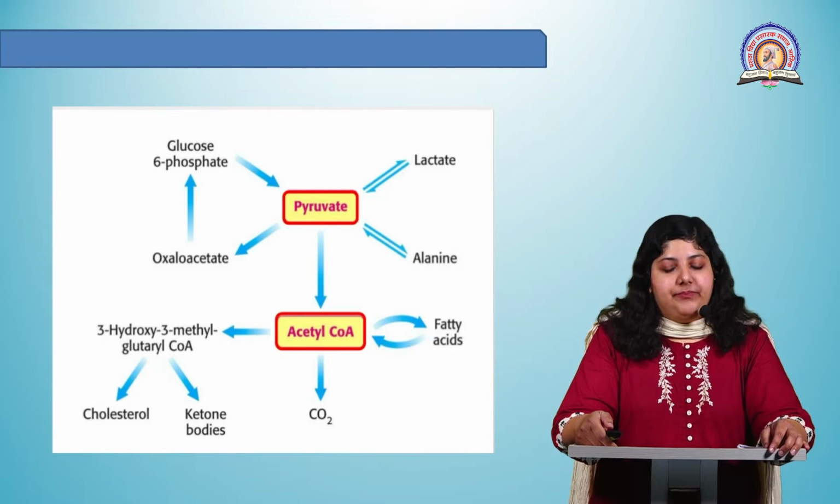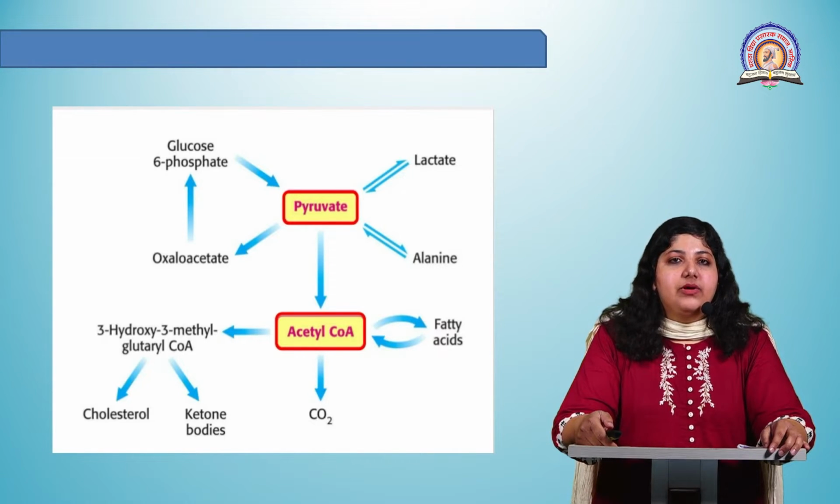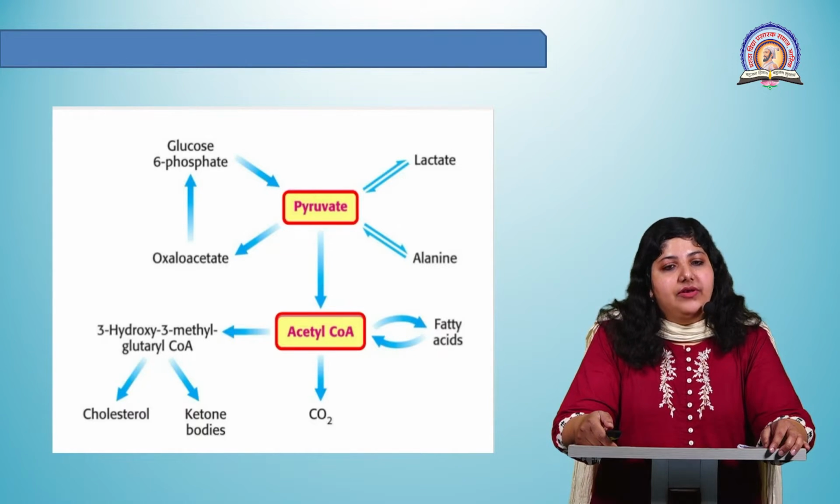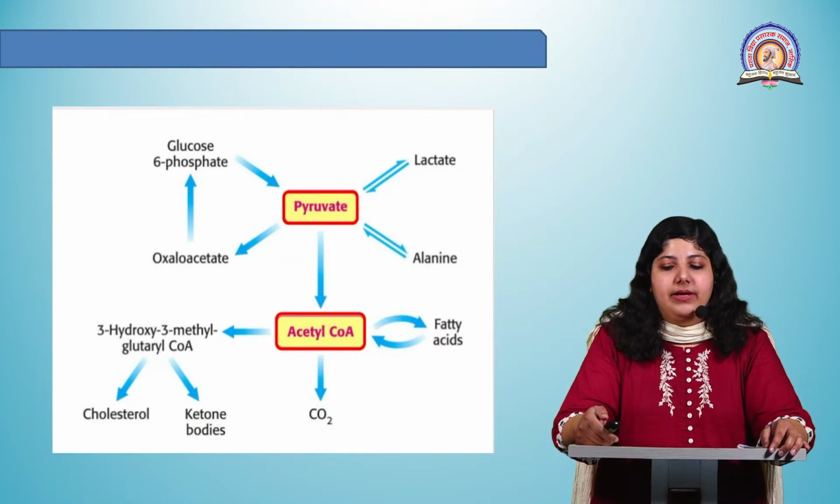This pyruvate can go through the linking step to the Krebs cycle to form acetyl CoA. This acetyl CoA can be useful for the synthesis of fatty acids. This acetyl CoA can be completely oxidized or broken down to release CO2. This acetyl CoA can also be used for the production of cholesterol and ketone bodies. And the intermediate in that pathway is 3-hydroxy 3-methyl glutaryl CoA.